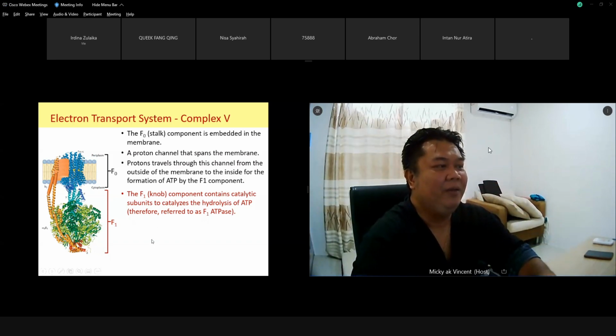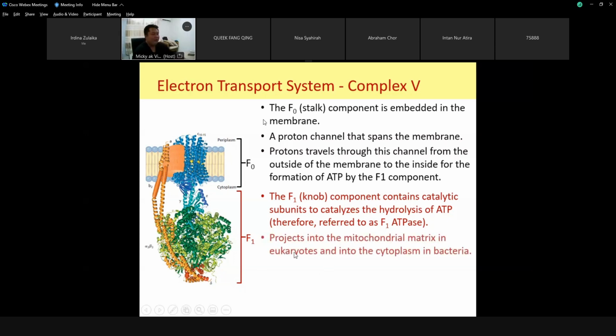Okay, just to show you lah. This one. Right? So this projects into the mitochondrial matrix. Maksudnya ini dalam mitochondrial matrix. Okay. Right? And this is also found in the chloroplast system. Okay, jadi firstly you have dua bahagian di dalam membrane, then di dalam matrix.